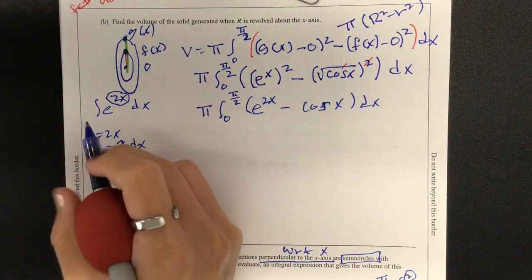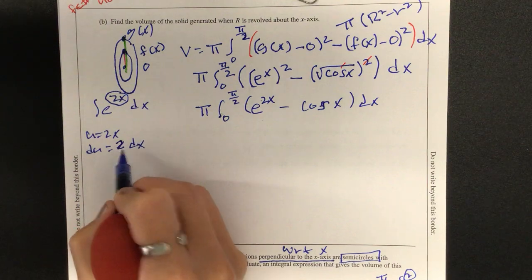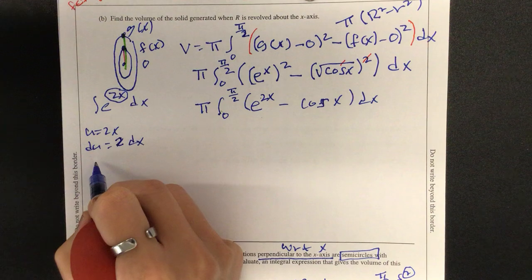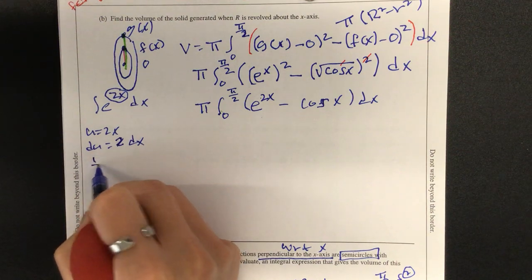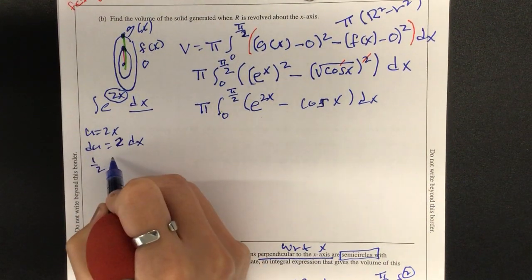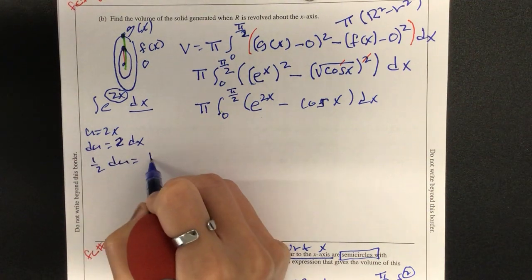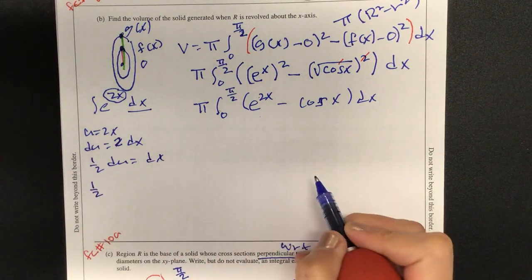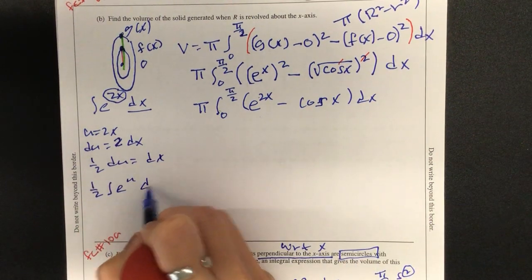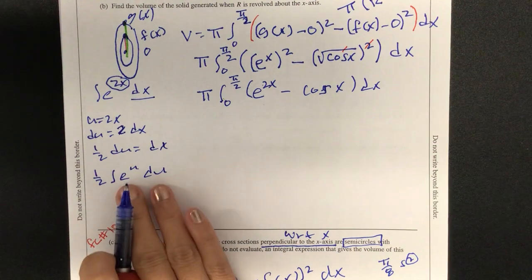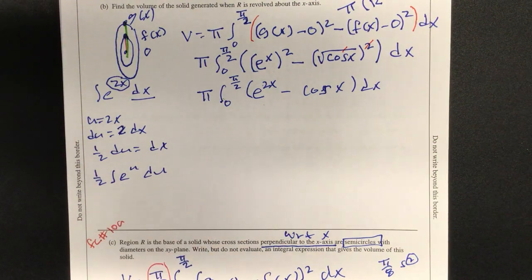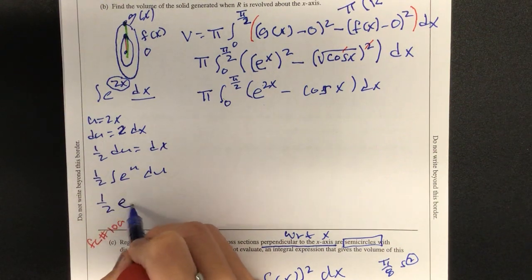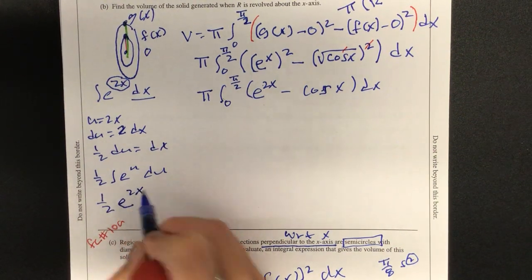So when I do my direct substitution, I know I have my du. Let's go ahead and kick out the 1/2, because I want dx by itself. Then we have du over 2 is equal to dx. And then our direct substitution: we have our 1/2 that's kicked out, and the integral of e to the u du. You guys okay with that so far? Okay. The integral of e to the u is itself. So we have 1/2 e to the, instead of u, I'm going to put 2x.